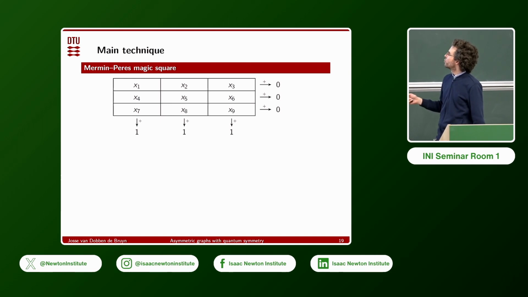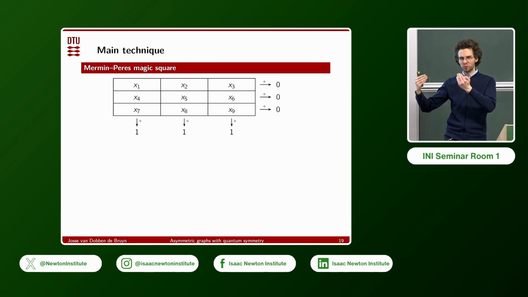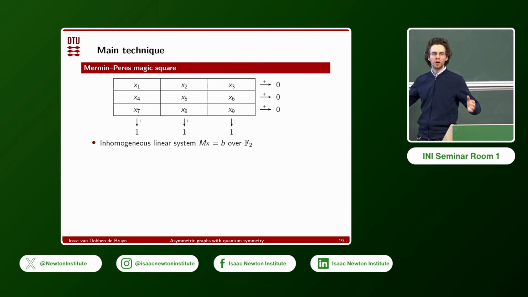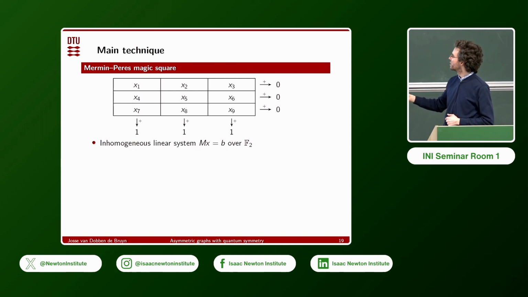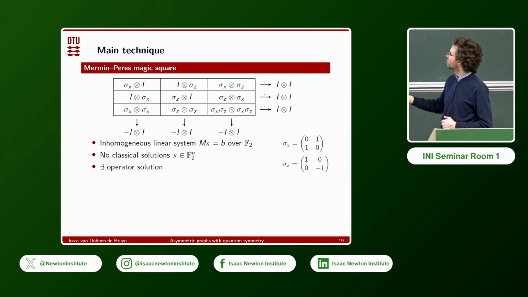So for these, when you had two graphs that are not isomorphic but quantum isomorphic, the construction came from this Mermin-Peres magic square. So this follows from a more general class of non-local games, where you have a linear system that's inhomogeneous, a linear system over F2, and there are no classical solutions for the linear system, but there is an operator solution. So this is the operator solution from before.